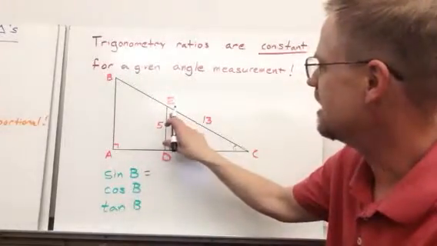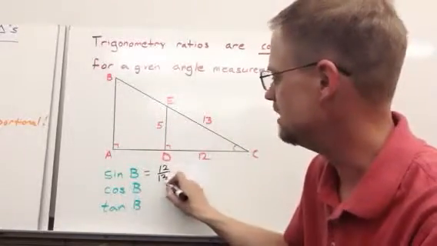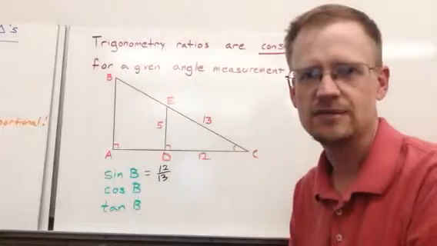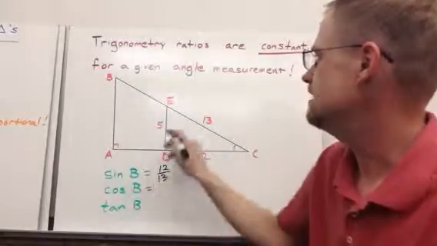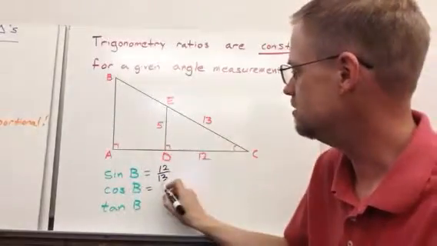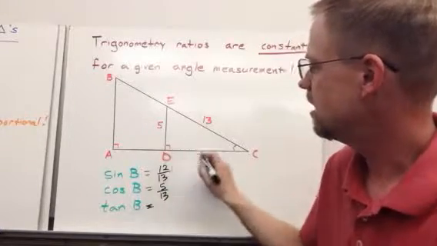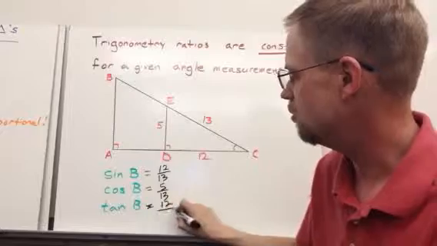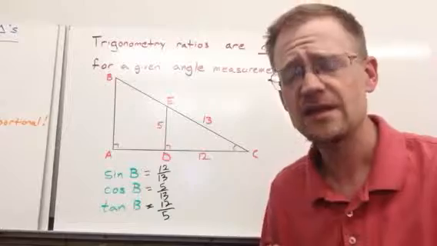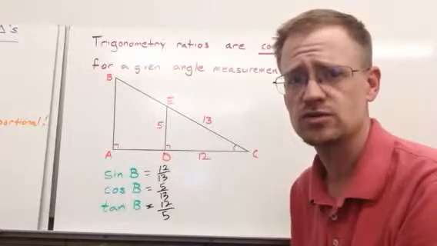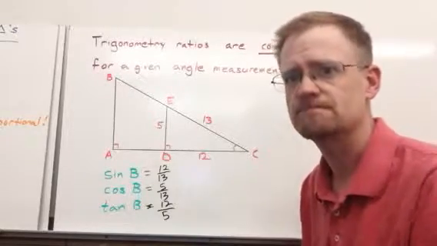So for E, our sine is our opposite over our hypotenuse, 12 over 13. That's going to be the same for B. They're going to have the same angle measurements, so they're going to have the same sine. Cosine of B would be the adjacent over the hypotenuse of E. And finally, our tangent, opposite over the adjacent, 12 over 5. Hopefully this gives you an idea of what to look for. It also reinforces the concept that trig ratios are constant for a given angle measurement. It's all because of similar triangles. We'll see you in the next video.